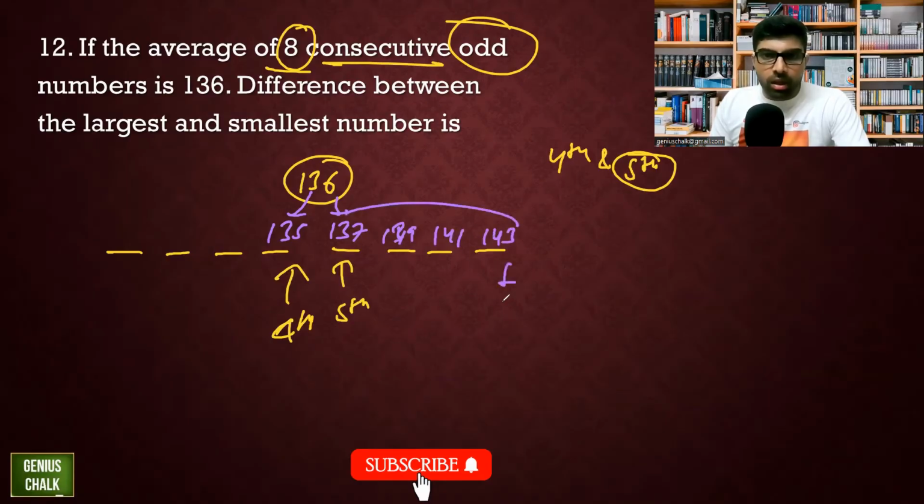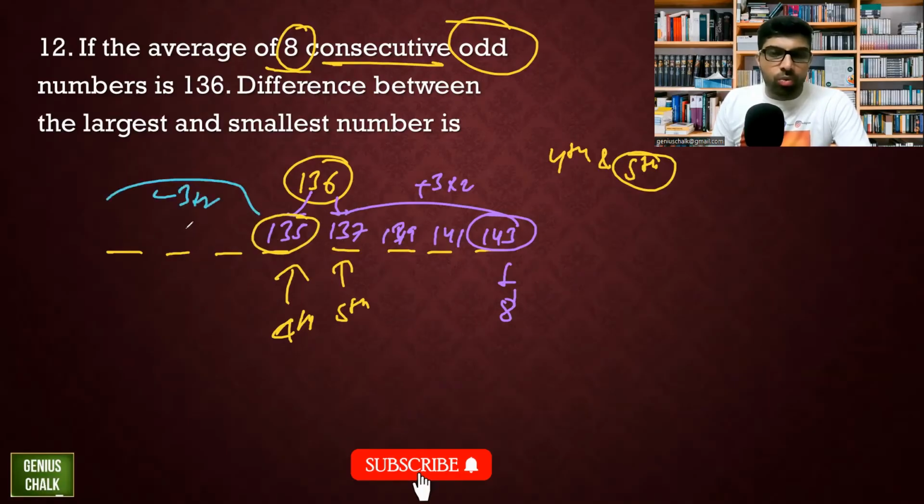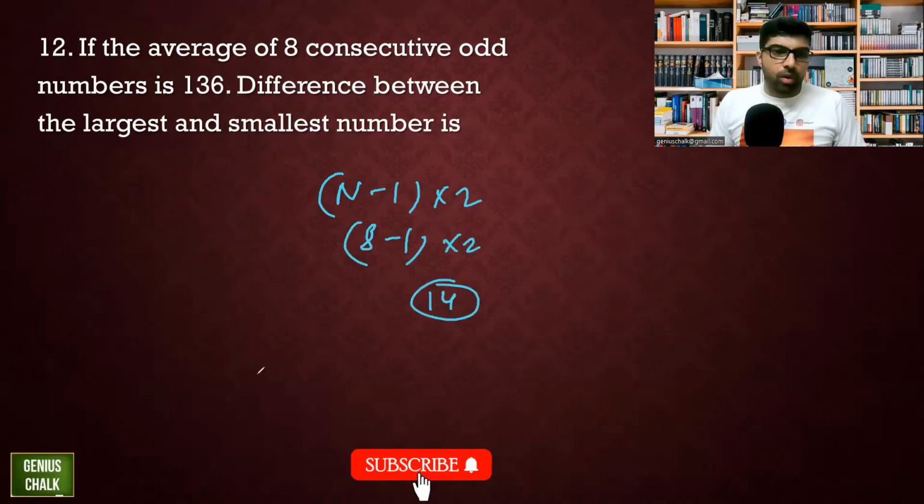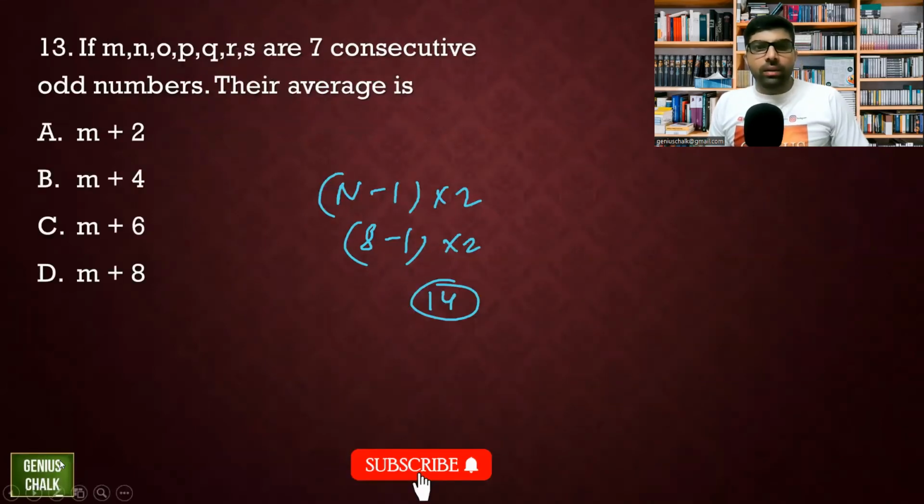Now you can find it. How much gap? It is 8 terms, so there is a gap of 3. So plus 3 into 2. So 137 plus 6, that is 143, the highest number. If you want the smallest one, it is minus 3 into 2, that is minus 6, so this is 129. So this is how we can go. And the best method I have told you is n minus 1 into 2. The number of terms is 8. 8 minus 1 is 7, into 2. The answer is 14. Our answer was also the same. We have not checked it; you can check it. Next one.